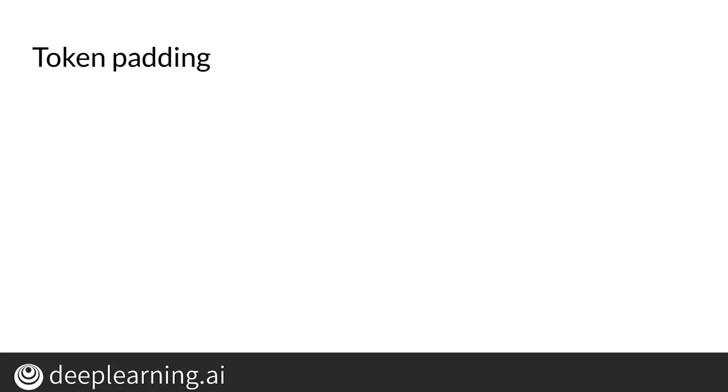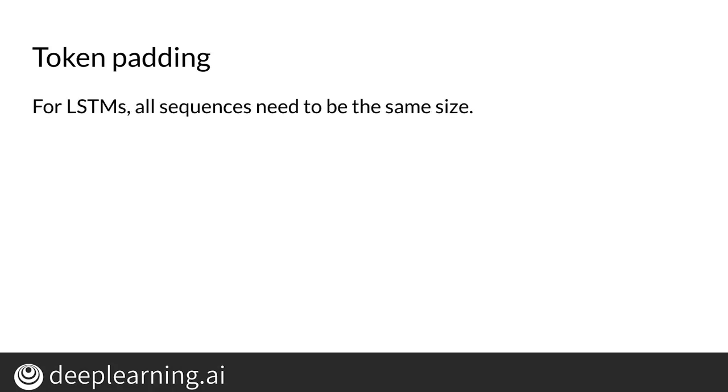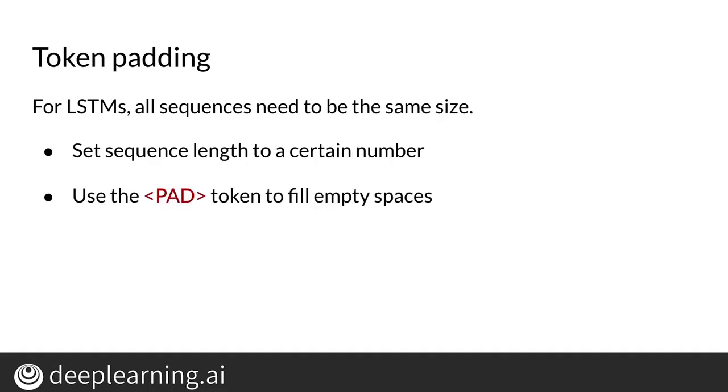This gives you numerical arrays, but if the arrays are different sizes, you'll need to handle that, and here's why. LSTM networks require that all your sequences are the same length. To assist with this, you can set the length of your sequences to a certain number, and add a generic pad token to fill all the empty spaces. You'll be implementing this in the assignment. But don't worry about it. It's a relatively simple process, and I'll show you exactly how to do it.